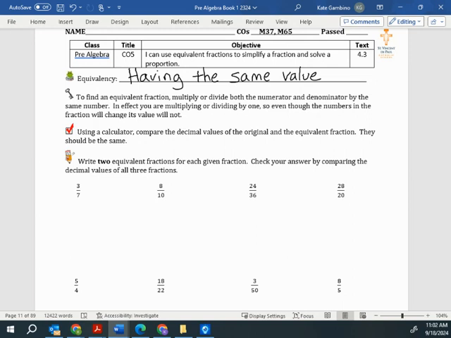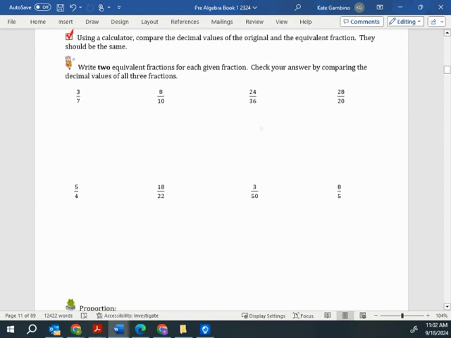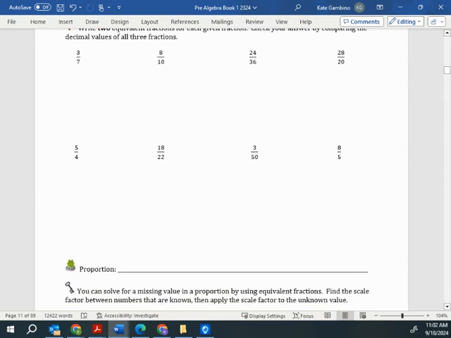Using a calculator, we're going to compare the decimal values of the original and the equivalent fraction. They should be the same. I'm going to show you how we're going to do that. That is our checkpoint to make sure that your fraction works. Then we're going to write 2 equivalent fractions for each given fraction. Check your answer by comparing the decimal values of all 3 fractions. So let's look at what all of that means. We're going to look at 3/7.